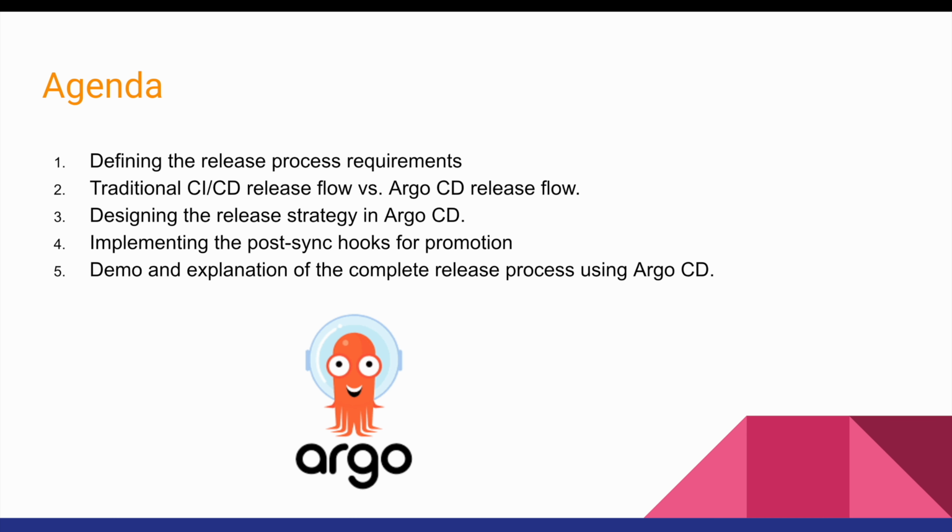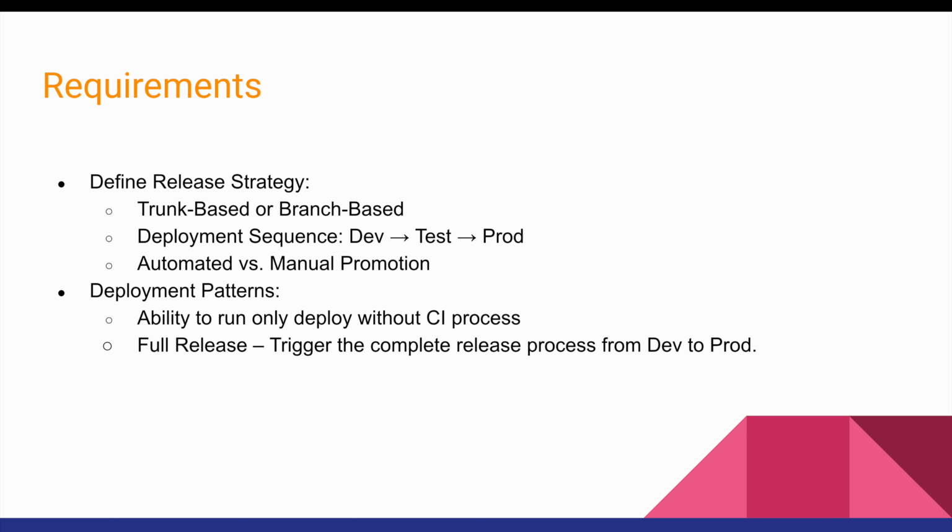So let's get started. First, we need to clearly define our release process. What is our deployment strategy? Are we using trunk based deployment, where each commit to the main branch will trigger a deployment to all environments, with the deployment sequence dev to test and then to prod? Or are we using a branching strategy with specific branches for dev, test, and prod? For this video, we are focusing on trunk based deployment, where every commit to the main branch flows from dev to test without any approval in between.